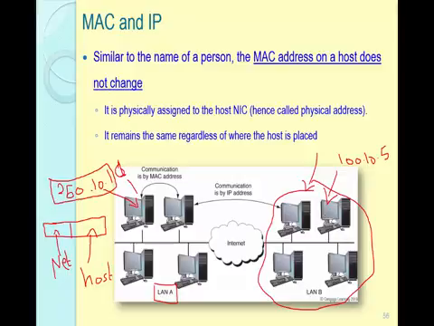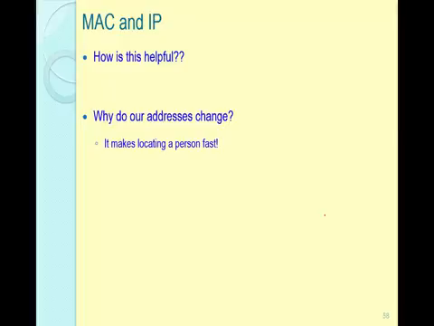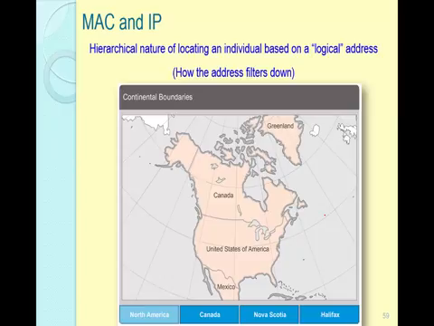So as you can see, MAC addresses don't change regardless where you place them. IP addresses need to change because these are used to help in routing and forwarding traffic to a destination. So they have to specify the network where something is located. Why are things done this way? Because it makes locating things faster.